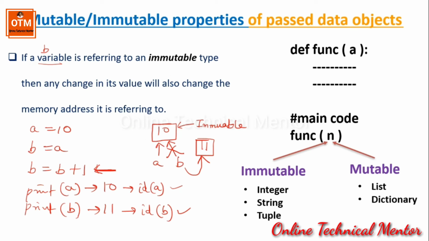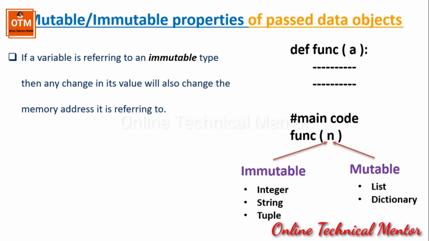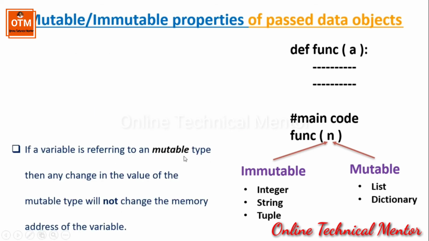Look, the variable v has changed its memory location, or memory address, and for that I have written that it will also change the memory address it is referring to. Next, if a variable is referring to a mutable type, then any change in the value of the mutable type will not change the memory address of the variable. Let me show you an example for that.